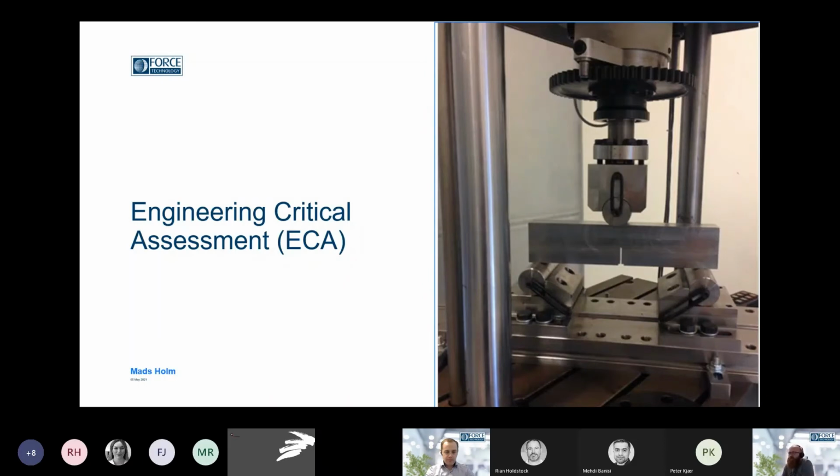I'm going to talk a little about engineering critical assessment. That is the assessment of flaw sizes in structures, and how we can estimate critical flaw sizes based on the BS 7910, and also using fracture mechanics testing to increase the allowable flaw size at least, and to estimate the lifetime of a structure with a flaw.